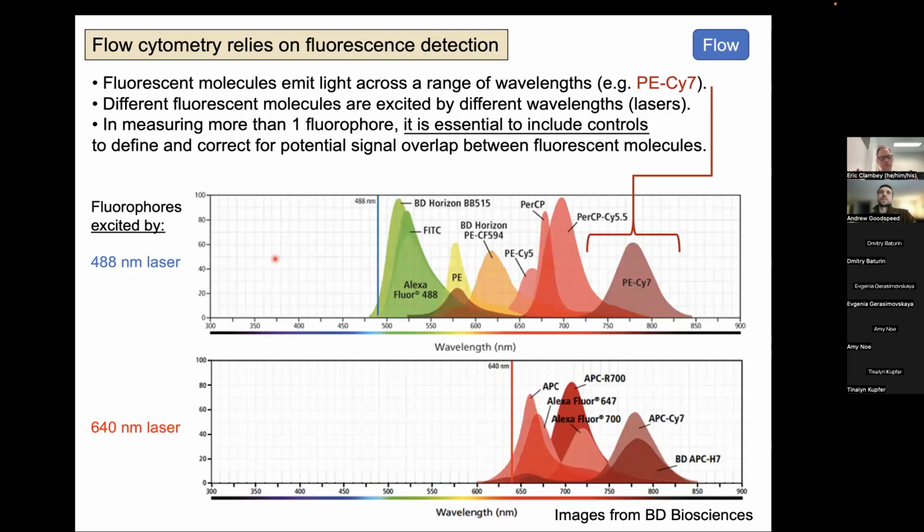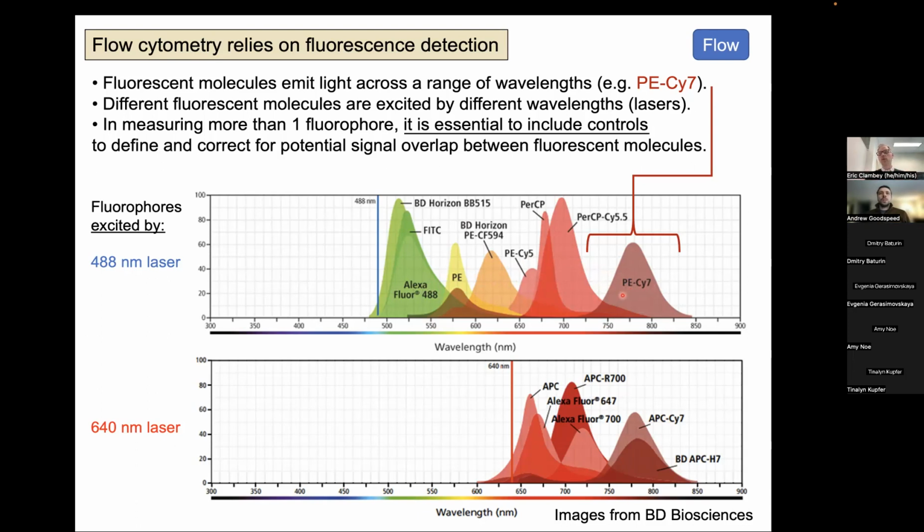So as I mentioned before, flow cytometry relies on fluorescent detection. Fluorescent molecules emit light across a range of wavelengths. So for instance, if you focus on PE-Cy7 here, what you're looking at is the emission of this fluorophore, PE-Cy7, with wavelengths on the x-axis. Here, they're looking at fluorophores that are excited by a 488 nanometer laser. But what you can see here is that there's a breadth of fluorescence of light emitted from a PE-Cy7 molecule. If you look along the spectrum, you can also see that many of these fluorophores have overlapping emission.